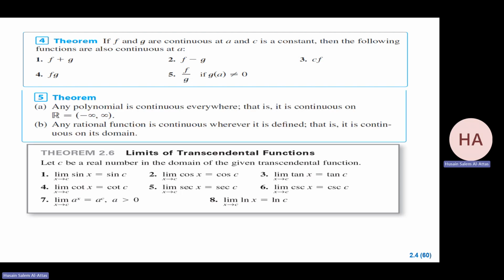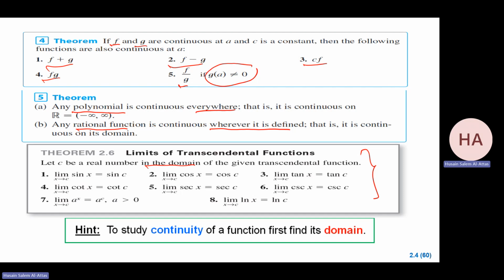Notice if I have a function continuous and g is another continuous function, then their sum is continuous, their product is continuous, a constant times the function, and the difference are continuous. f over g is continuous provided g of a is not equal to 0. That means any polynomial is continuous everywhere. For the rational function, I need to be worried about where it's defined, and there it will be continuous. Also these functions, all of these functions are continuous in their domain.